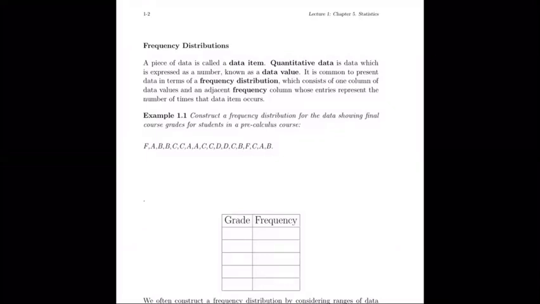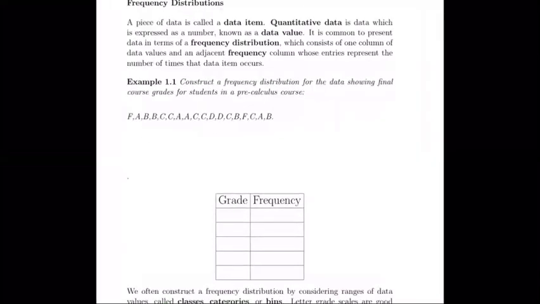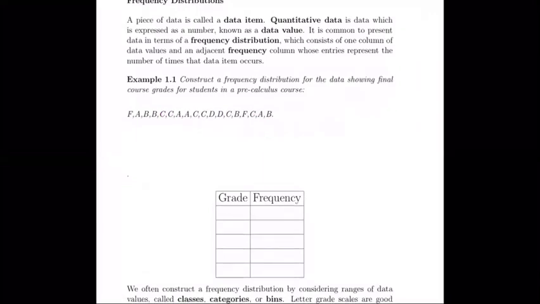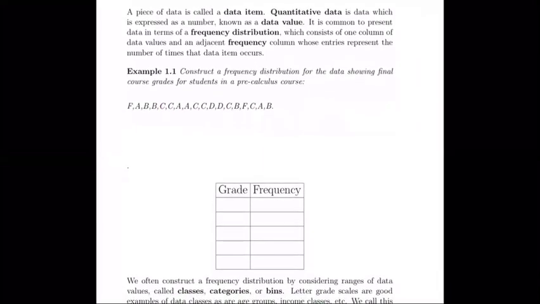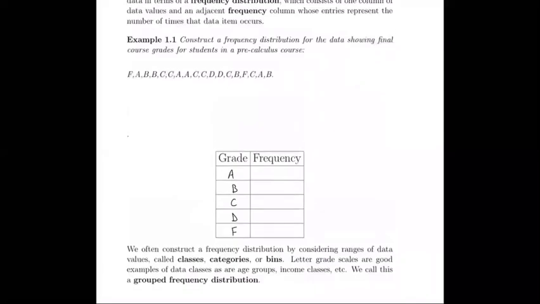And well, let's get started on the example below then. So they ask us to construct a frequency diagram for the data showing final course grades for students in a pre-calculus course. So our data is listed here, and we have a table to fill out down below. So first thing we can do is we see that our categories are letter grades, so we can fill that in. Oftentimes this will be already filled in, so that makes the job a little easier on the student.